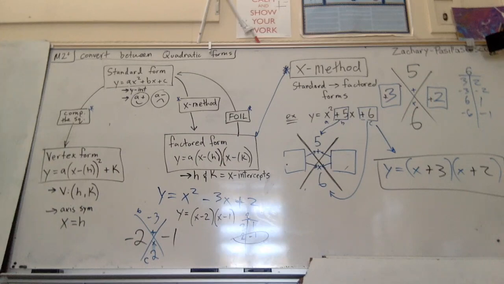Let's see. Y is equal to, let's go one that's straightforward, x squared plus 6x plus 9. Draw your x. Those will be on top.